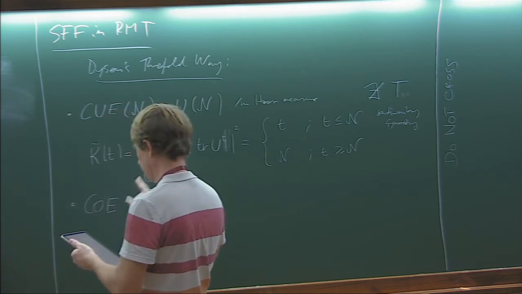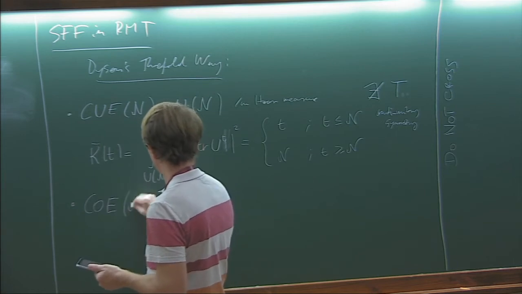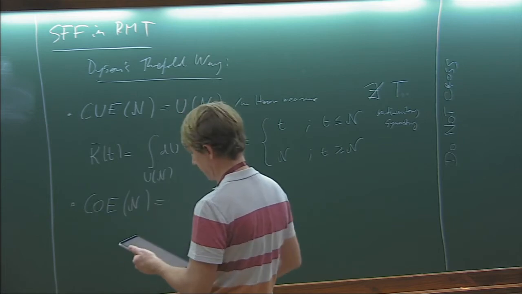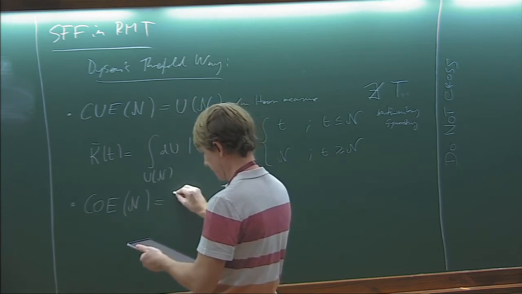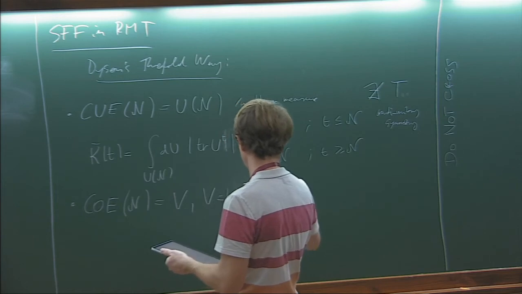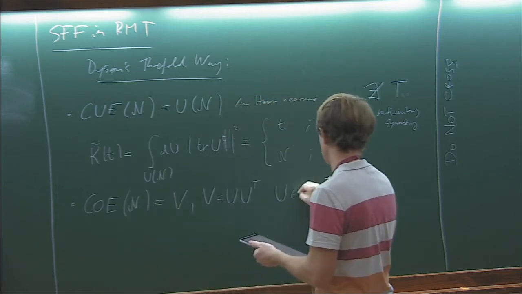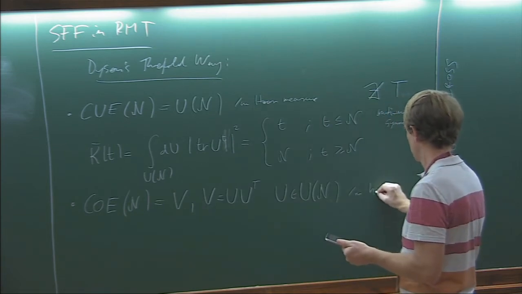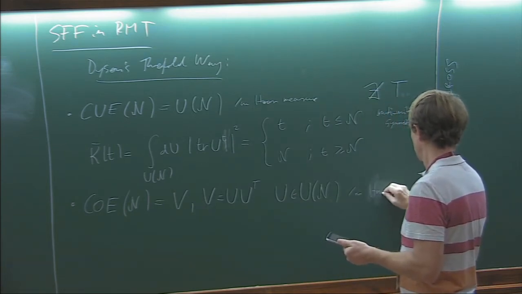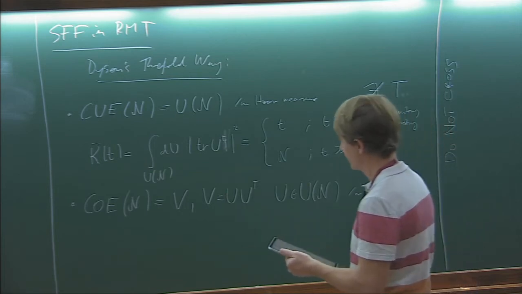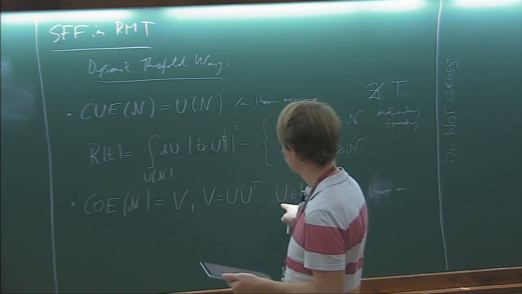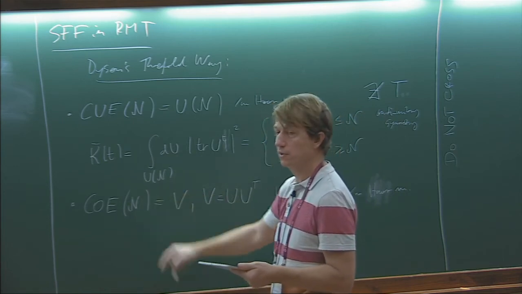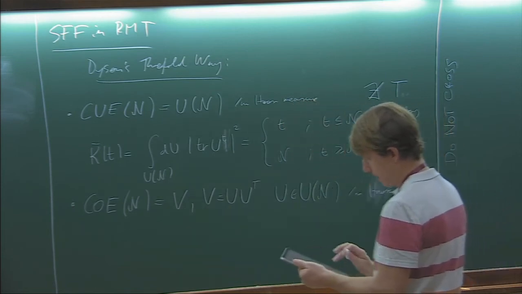Yeah, but otherwise I will not be super precise here. So the next one is the orthogonal ensemble, which can be written as a matrix V, a product of a unitary and its transpose, where U runs over the unitary group with the Haar measure. Sampling U over the unitary group with the Haar measure and considering matrices U U transpose, this runs with the correct measure over the orthogonal ensemble.